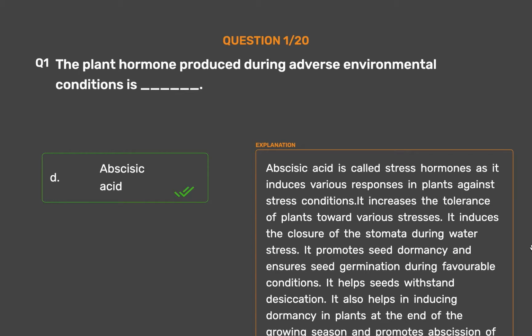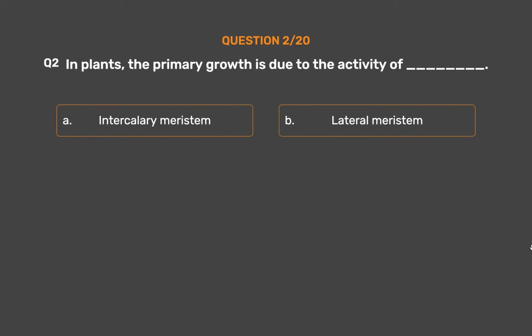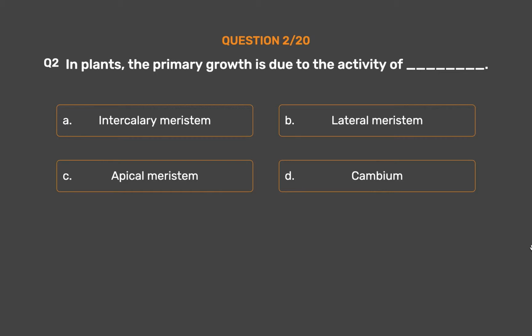It also helps in inducing dormancy in plants at the end of the growing season and promotes abscission of leaves, fruits, and flowers. Question number 2. In plants, the primary growth is due to the activity of _. Option A. Intercalary meristem. Option B. Lateral meristem. Option C. Apical meristem. Option D. Cambium.